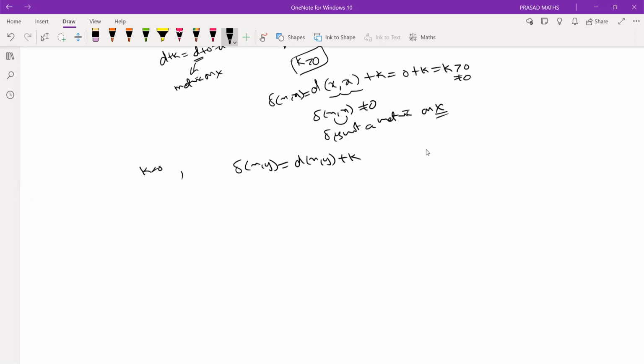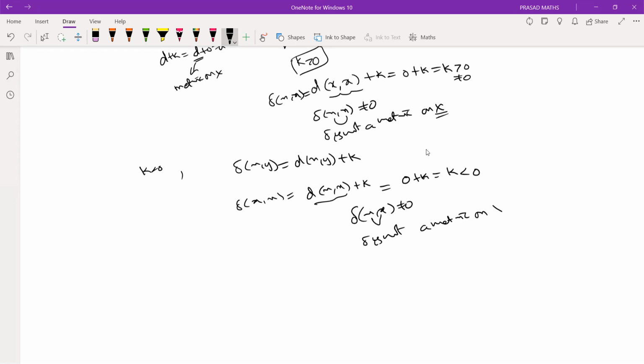So what is a counterexample? Suppose you take delta of x comma x, same strategy. What do you get here? d of x comma x plus k. d of x comma x is 0, so 0 plus k, that is nothing but k. You know that k is negative. Therefore, delta of x comma x is non-zero, but the points are coincident. Therefore, delta is not a metric on a set x whenever k is negative.